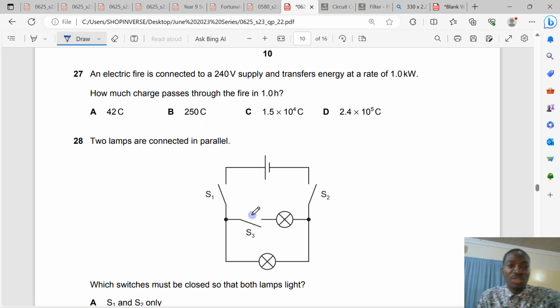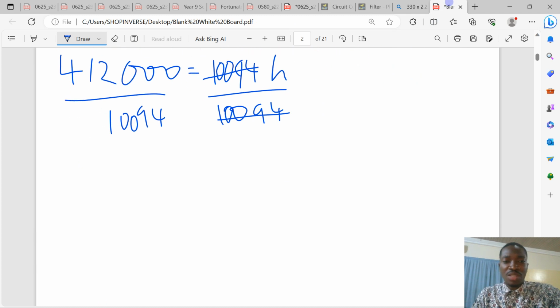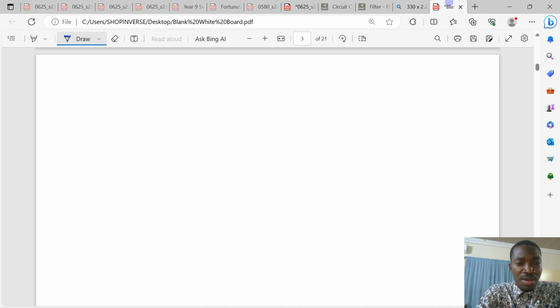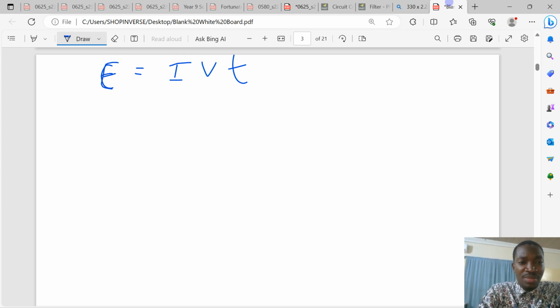We are getting close to our simulation. An electric fire is connected to a 240-volt supply and transfers energy at a rate of 1.0 kilowatts. How much charge passes through the fire in 1 hour? We are looking for the quantity of charge. Let's use our whiteboard so that we can solve. Electrical energy is IVT. And do not forget that power is energy divided by time. That simply means power will be what?